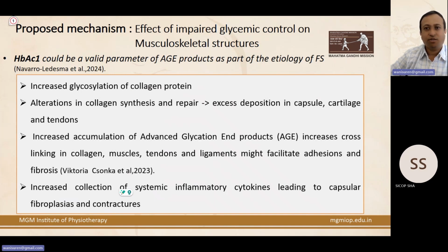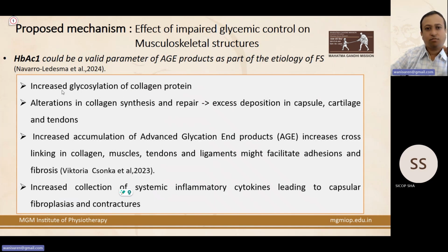impairment in patients with diabetes is impaired glycemic control or prolonged hyperglycemia. It was already proven recently that HbA1c, which is a marker of impaired glycemic control, has a strong relationship with the production of AGE products, that is advanced glycation end products, which may result in tissue fibrosis, capsular fibrosis, and may be one of the causes of frozen shoulder. So HbA1c is considered a significant marker for the development of musculoskeletal problems.